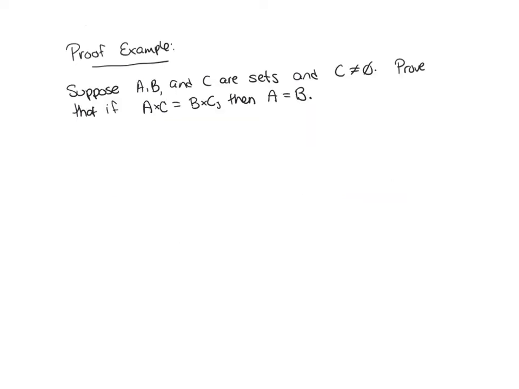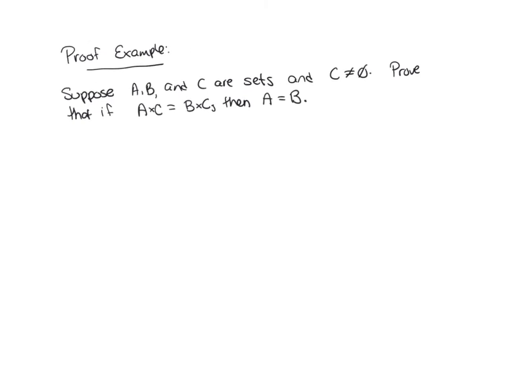So let's do one example of proving two sets are equal. So I've got A, B, and C here are sets, and C is not the empty set. And I want to prove that if A cross C equals B cross C, then A equals B. So if for any set C, we know that A cross C equals B cross C, then A has to equal B, right? But this works even if I only know it's true for one specific C.